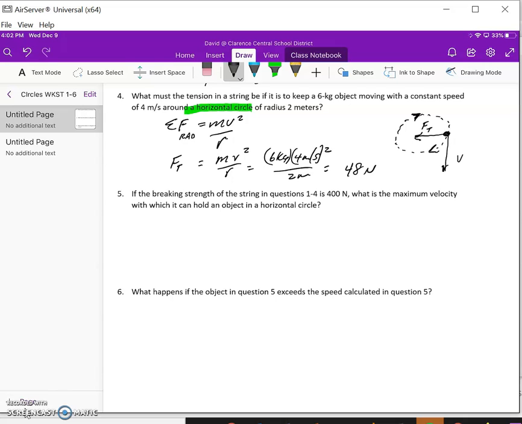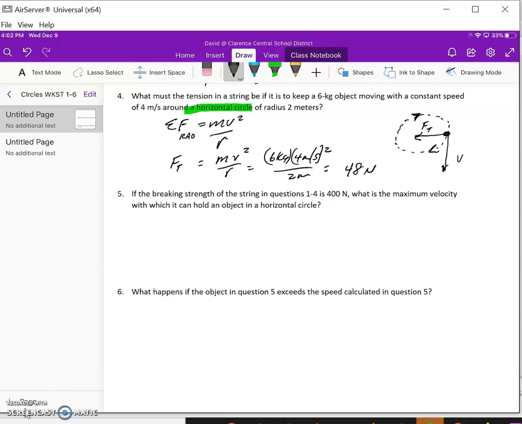Now I'm going to ignore question 5 here for a second and just keep working our way logically. And then I'm going to go back to question 5. Well, let's think about this. The faster and faster this thing goes, the more tension is going to be required to keep it in the circle. It's harder to keep something going super fast in a circle than it is to keep something that's not going very fast.